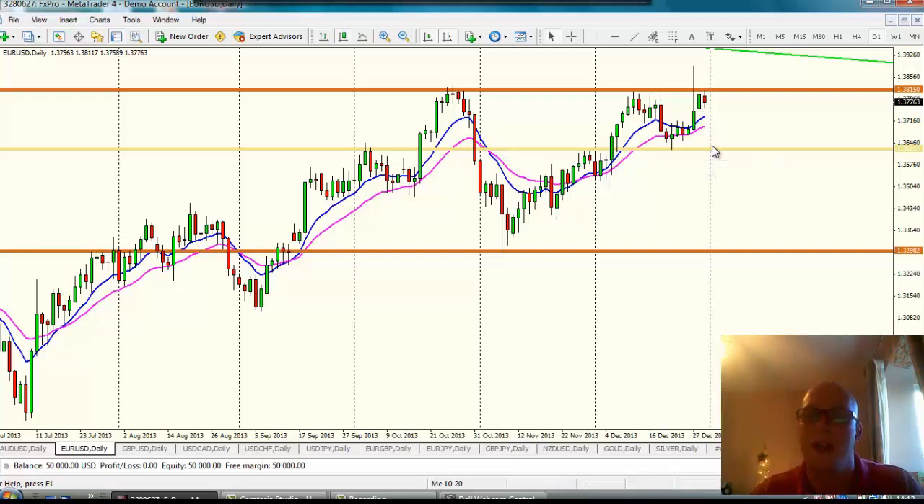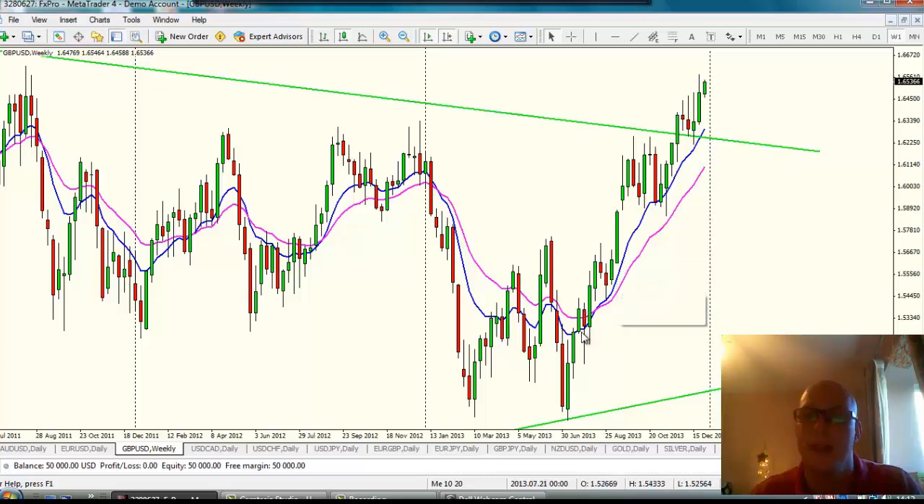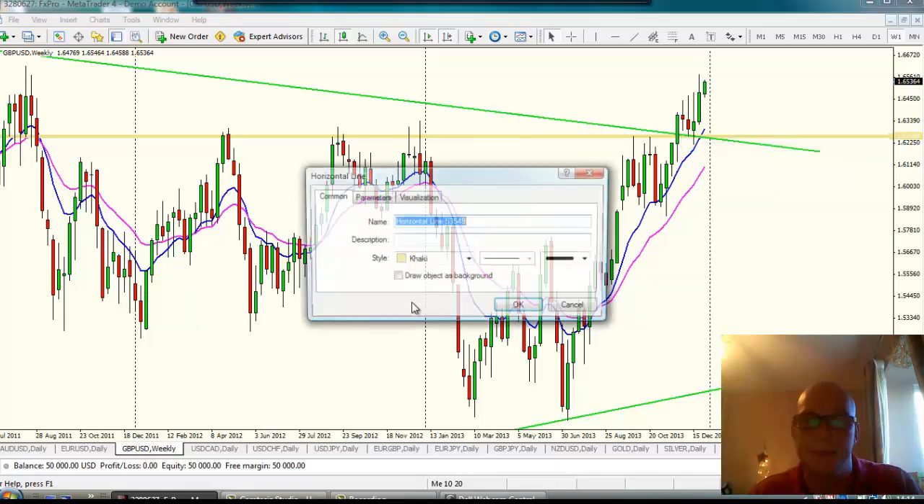That'll probably do that chart for now. Let's move on to the pound dollar chart. Once again, back up to the weekly time frame. Draw first of all the support line here, which is probably around about there. Change the colour to chocolate.